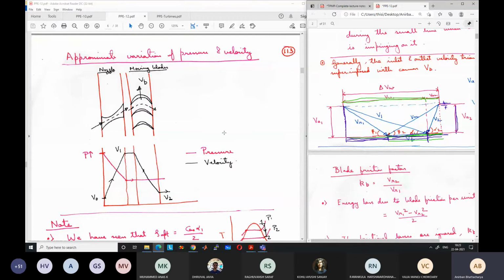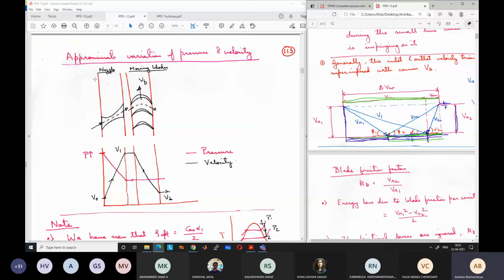We have already seen this. Let me reiterate and or revise this part. What is the variation, like how the flow occurs in the nozzle and the moving blades, and then we will see what is the approximate variation of pressure and velocity for a single stage. So a single set of nozzle and a single set of rotor blades or moving blades constitute a stage.